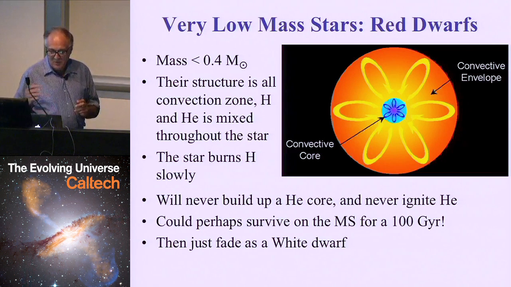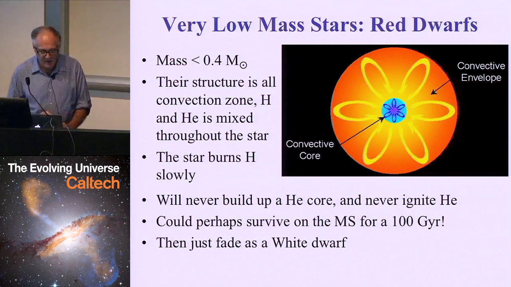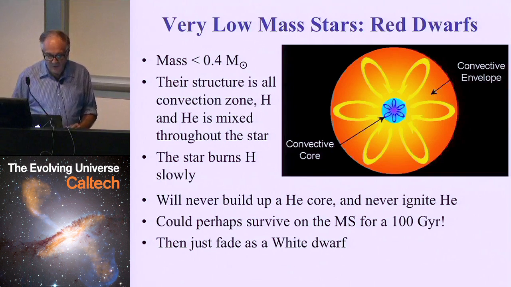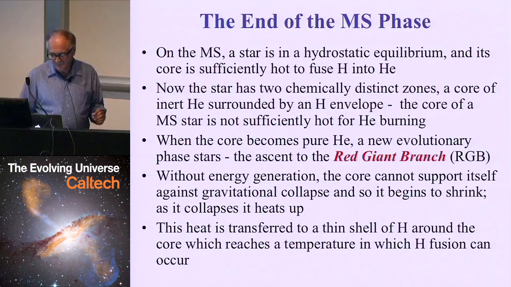And what happens after a sufficient number of billions, hundreds of billions of years, the thing kind of just slowly cools off and gets darker and darker. A white dwarf, or some people call it a black dwarf.